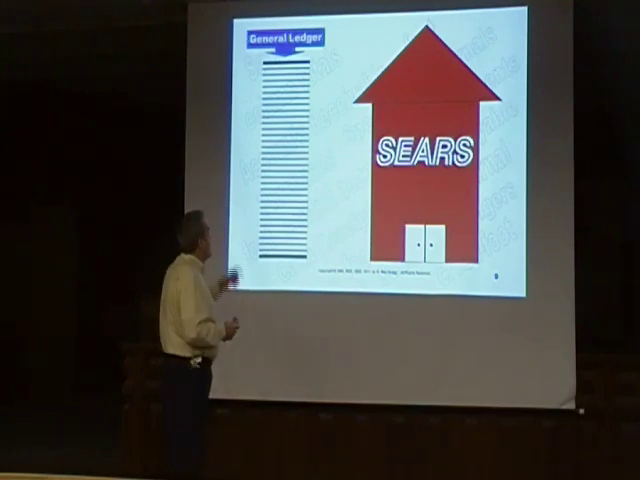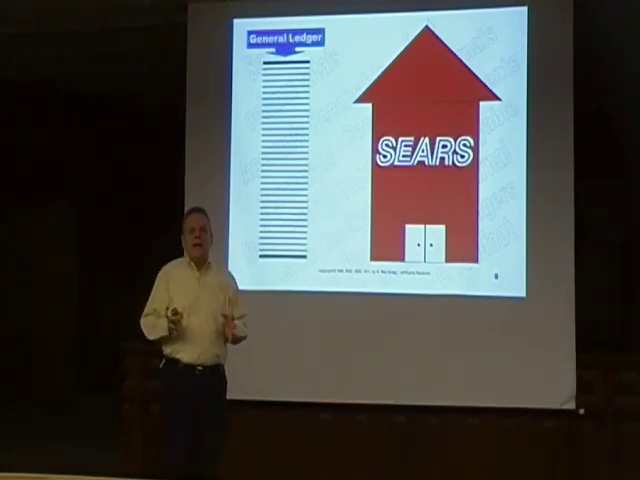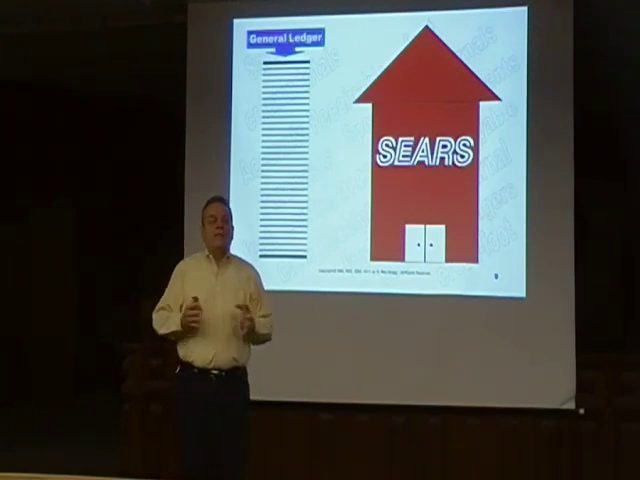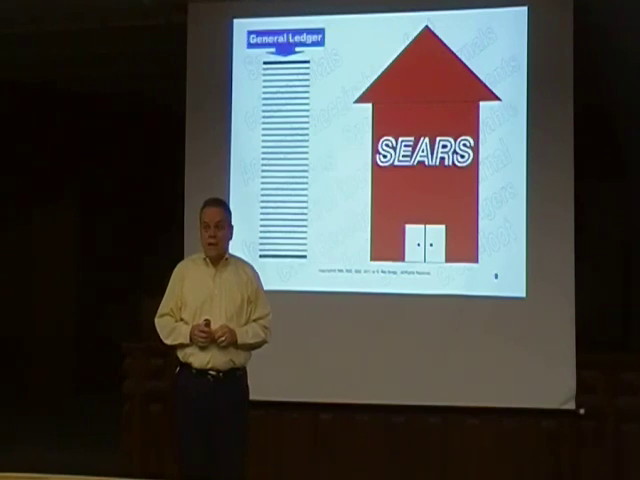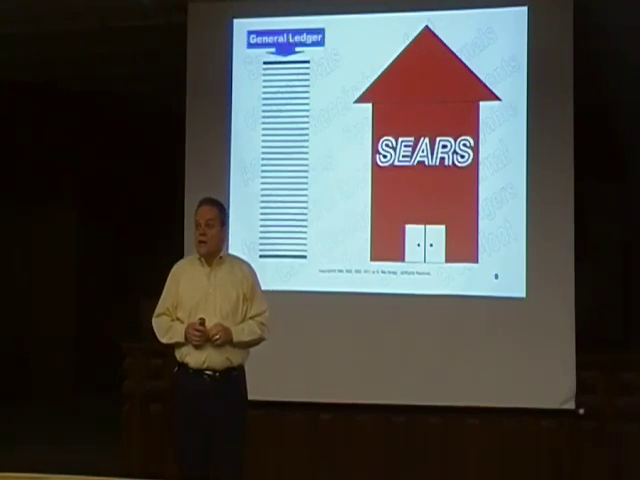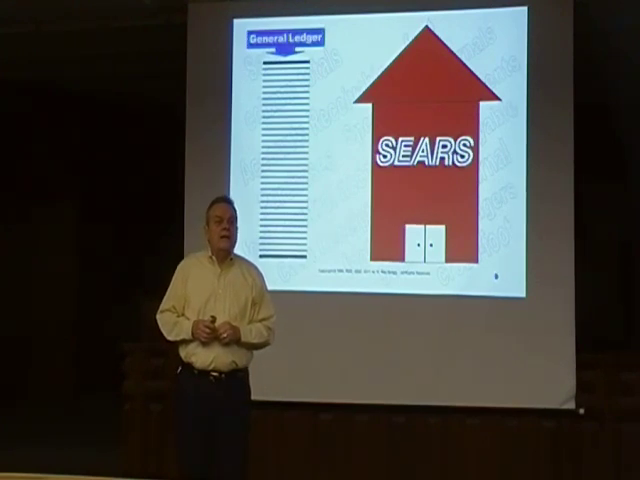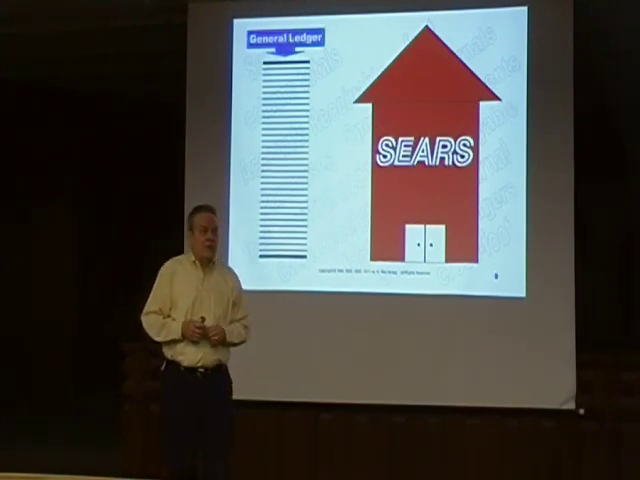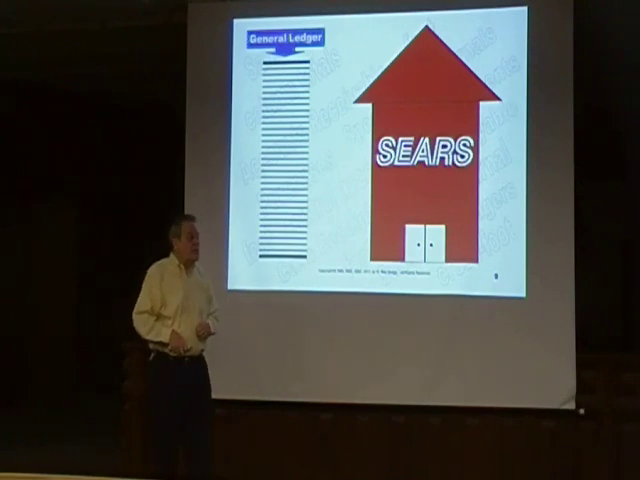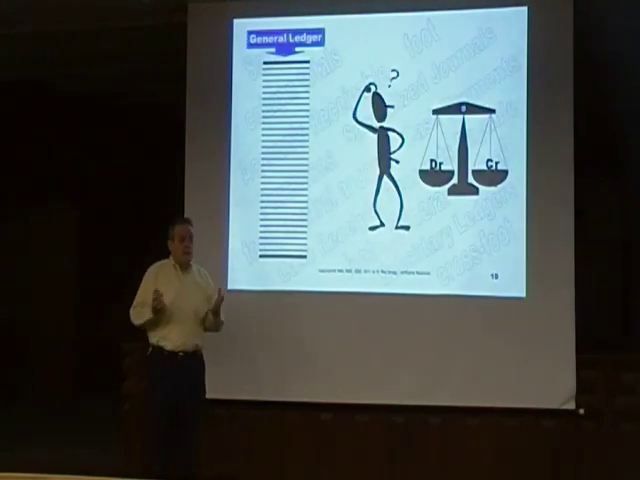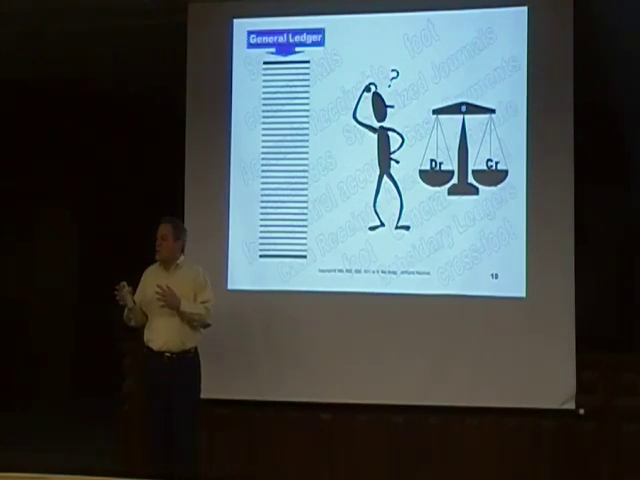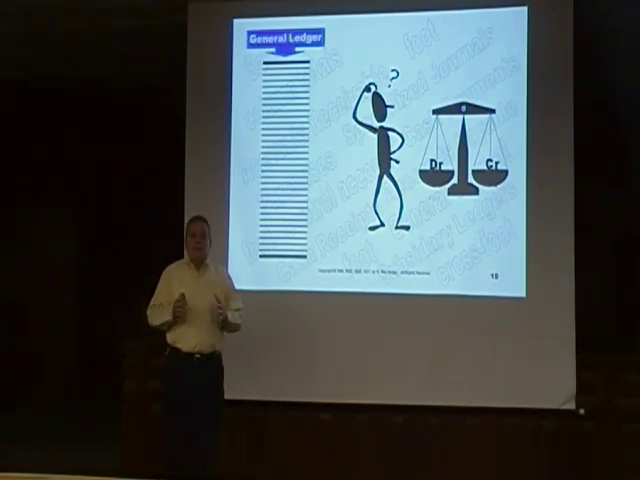So as you examine this general ledger, would you conclude with me at the beginning of this that the general ledger is in balance or is not in balance? What do you think? In balance or not? Have an opinion, say it out loud. It's probably in balance, don't you think? Debits and credits equal in the general ledger for Sears, yes or no? Yes. Let's start with the premise the general ledger is in balance.